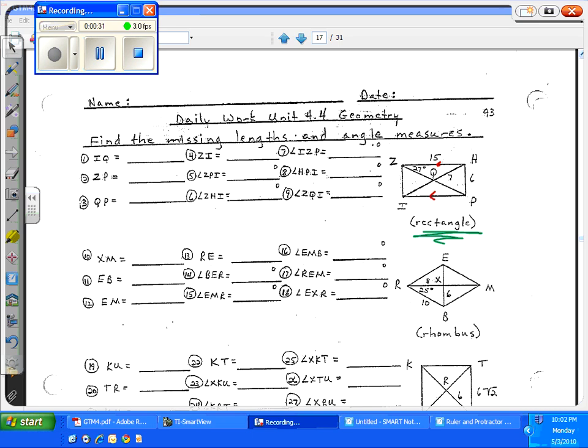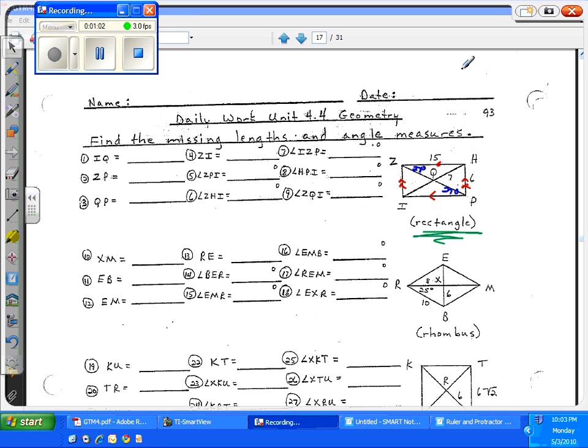If opposite sides are parallel, then alternate interior angles are equal, corresponding angles are equal, same side interior angles are supplementary, all those things. So if this little angle right here is 27 degrees, then this angle is going to be 27 degrees because alternate interior angles are equal.